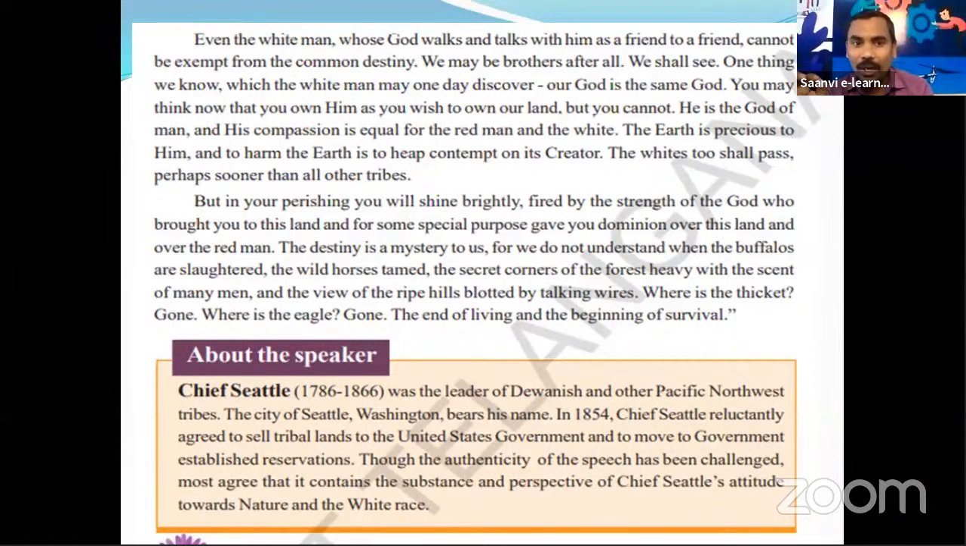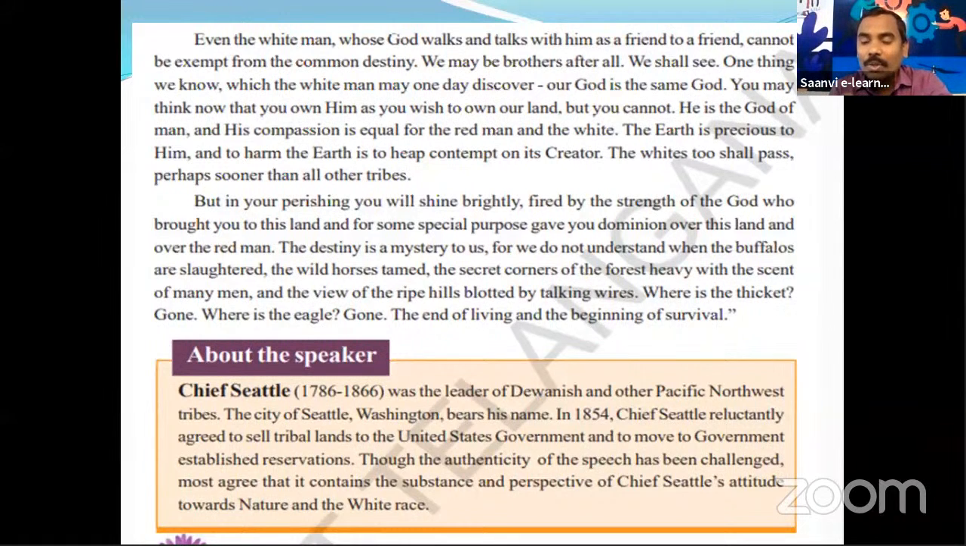But in your perishing, at the end of the day, you will shine brightly, fired by the strength of the God who brought you to this land, and for some special purpose gave you dominion over this land and over the red man. So this is what I told you earlier. We don't know why God has given you dominion over this land. We don't understand why God has given you more power than us. We don't know why God has given you control over the red man.